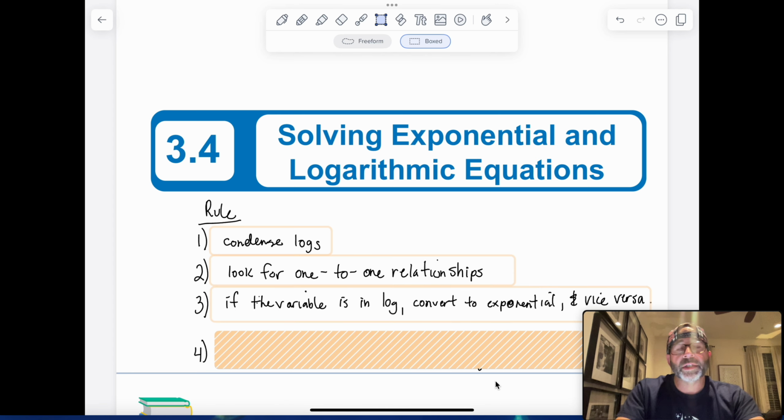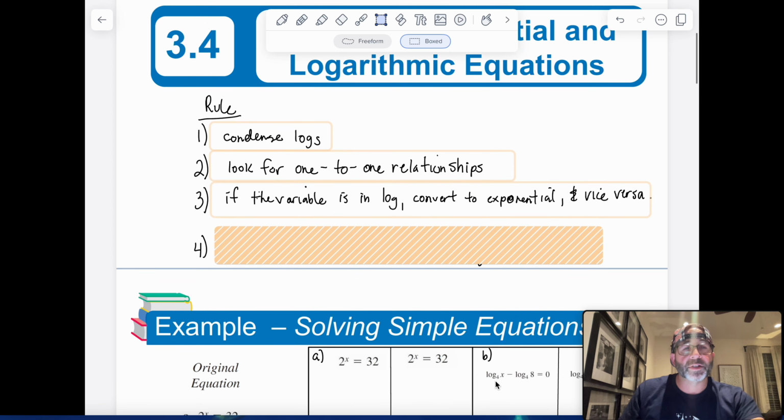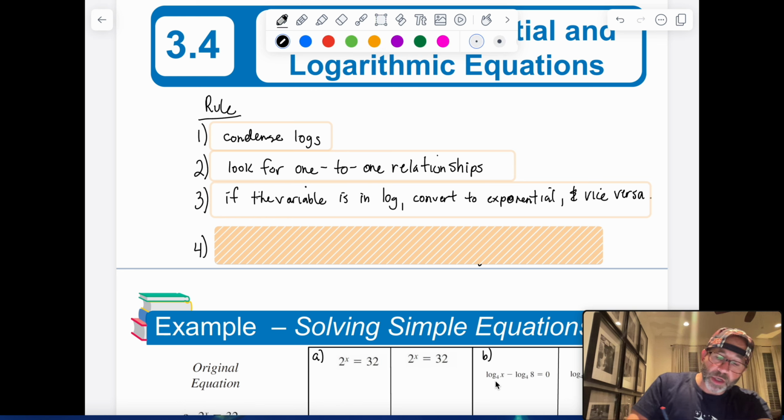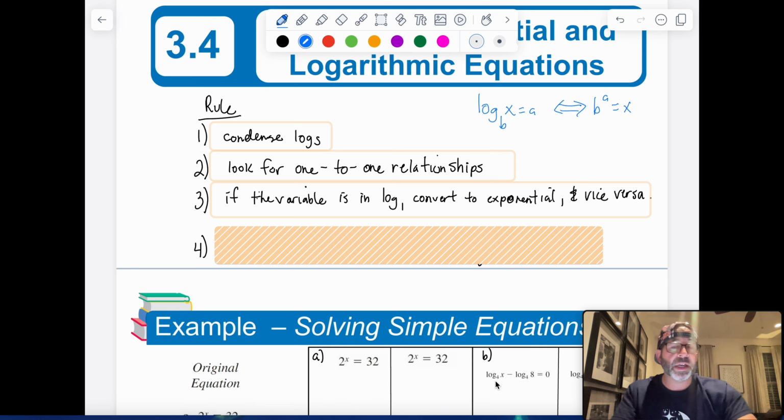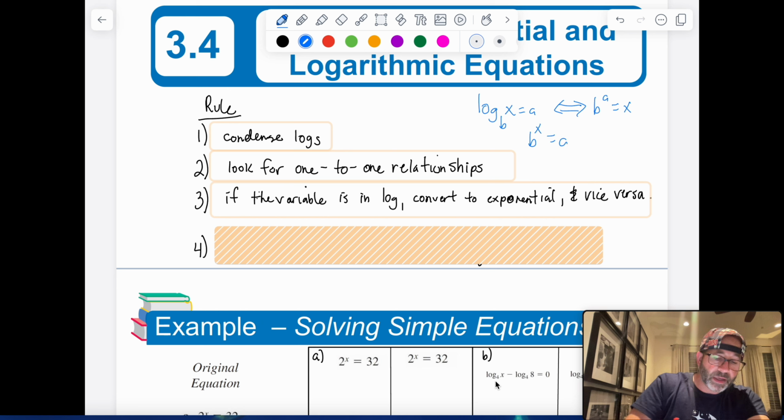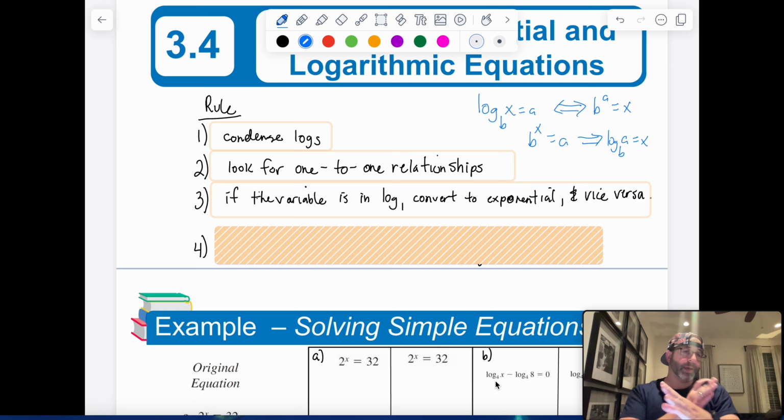The third rule when we're doing these is if the variable is in a log, convert to exponential and vice versa. What we're saying in that instance is that when we have a log problem where it says log base b of x is equal to a, be ready to convert these back and forth so that it is b to the a is equal to x. The base stays the base and the a and the x just swap places. The other one is if I had b to the x is equal to a, then the conversion back to that would be log base b of a is equal to x. Again, the base stays where it is, the a and the x just swap places.